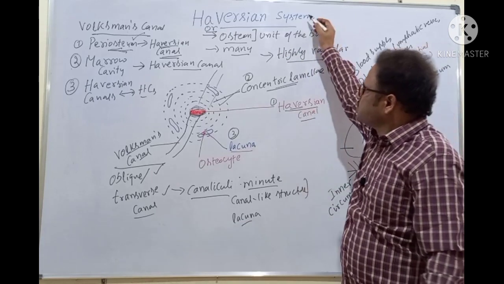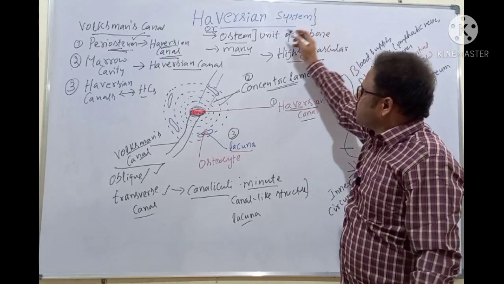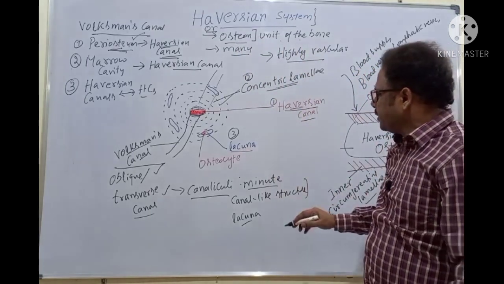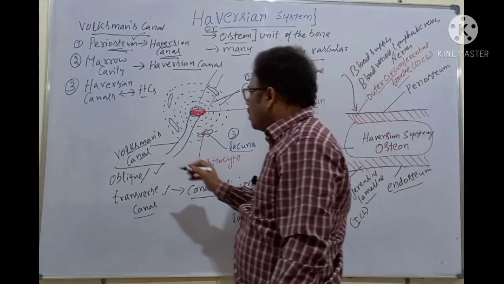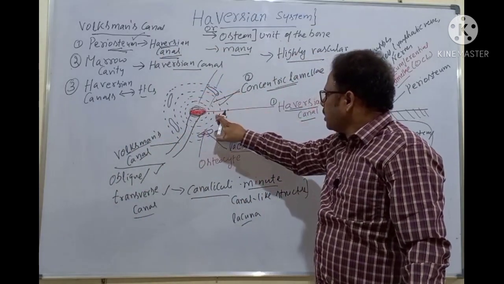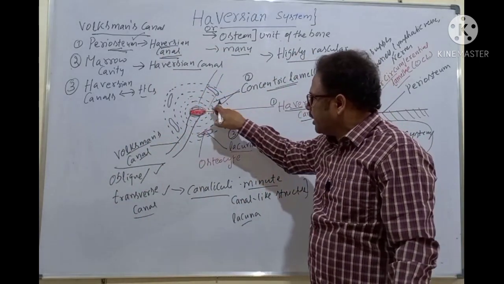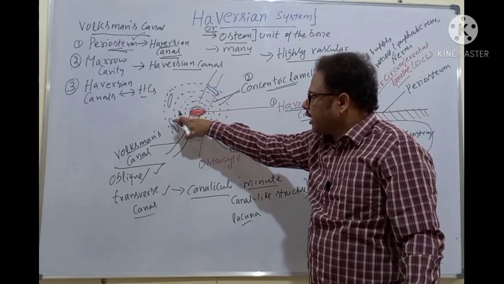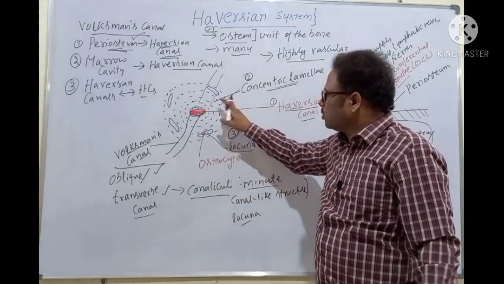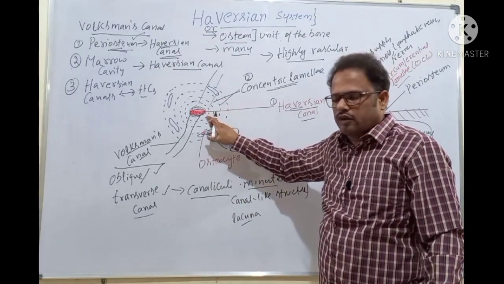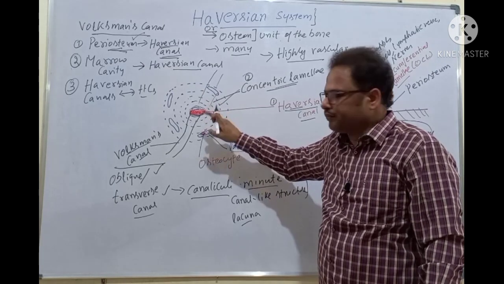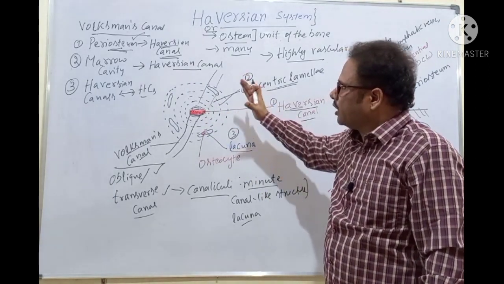Now, what is the Haversian system overall? The Haversian system is also called the osteon. That's the unit of the bone, formed by which ones? Different connections are there. One is the Haversian canal. Number 2 is the concentric lamellae, and number 3 is the lacunae. The lacunae contain many canaliculi. The canaliculi are connected to the cytoplasmic processes of the osteocyte, isn't it? So like this, there is a high interconnection.